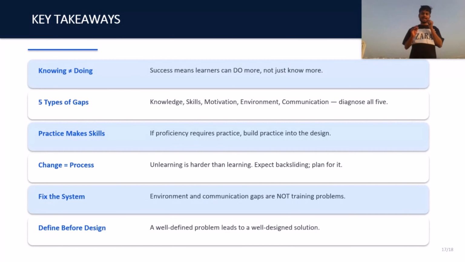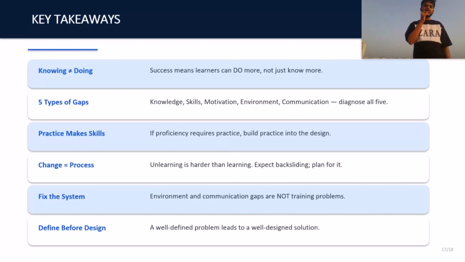So that's all for today's session. We have covered what a performance gap is, the kinds of gaps, and how to fill those gaps. We saw some examples. Now it is time for the key takeaways. The first key takeaway is simple: knowing is not equal to doing. If you want someone to perform some job, just providing information won't help much.